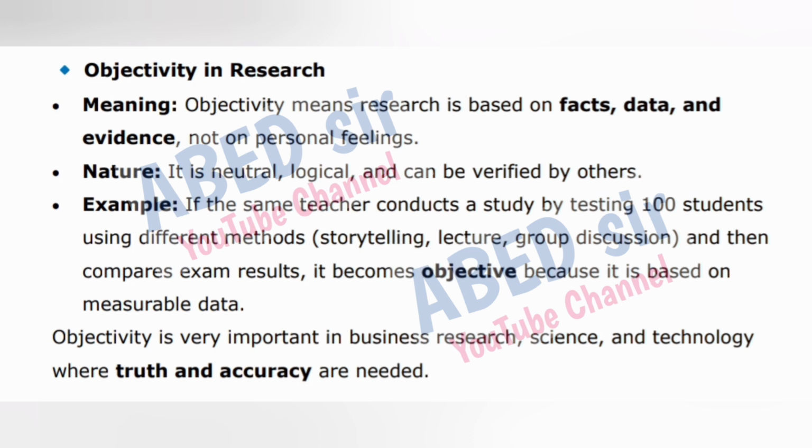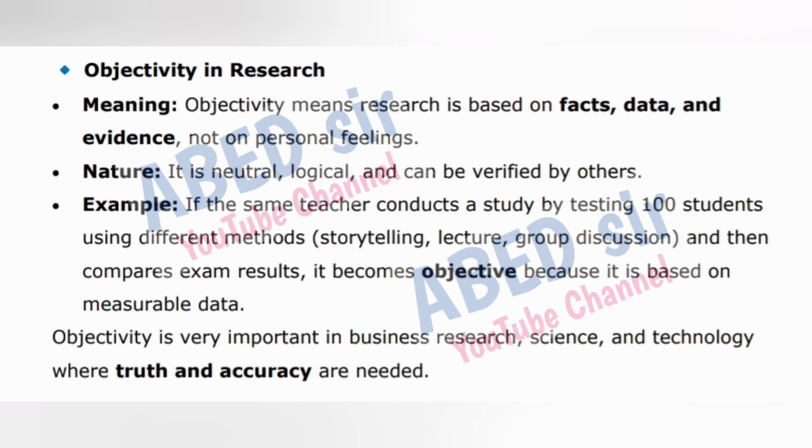Objectivity in research. Meaning, objectivity means research is based on facts, data, and evidence, not on personal feelings. Nature. It is neutral, logical, and can be verified by others. Example, if the same teacher conducts a study by testing 100 students using different methods, storytelling, lecture, group discussion, and then compares exam results, it becomes objective because it is based on measurable data.